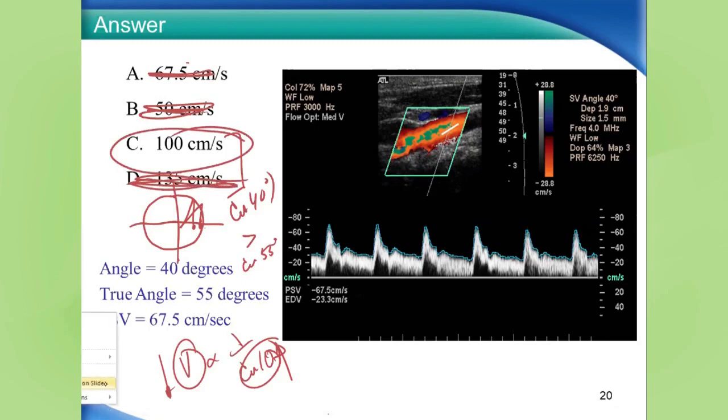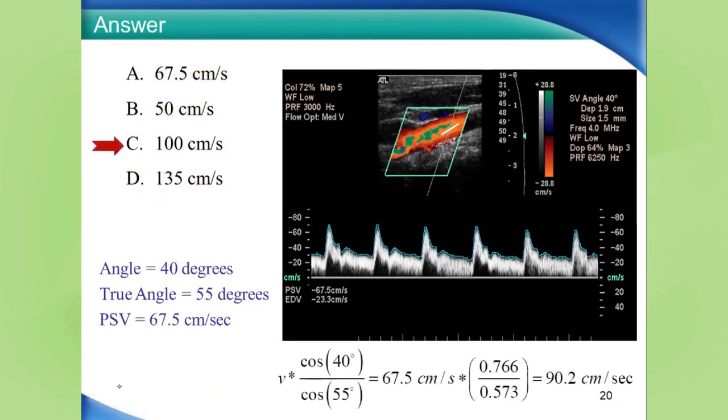Now I'm going to show you how I can actually do it with all math and get the actual answer. The actual answer comes out to be about 100. Remember, the velocity I had given, I had divided by the cosine of 40 degrees to come up with 67.5, but that was wrong. To correct it, I'm going to multiply by the cosine of 40 degrees to undo the bad correction. Does that make sense?